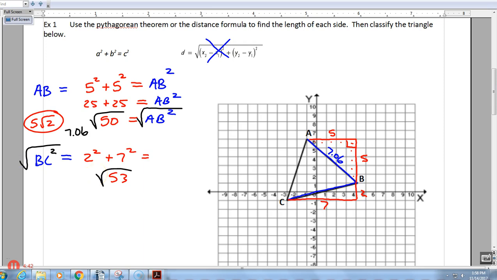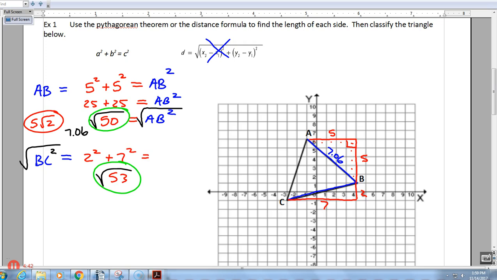So I kind of sped a couple things up there, but you get the gist of it. And I don't know what decimal the square root of 53 is, but I do know that right now they're different. I have a square root of 50 and a square root of 53. So I can rule out equilateral. Even though it kind of looked like it was equilateral, it's not, because they're different.